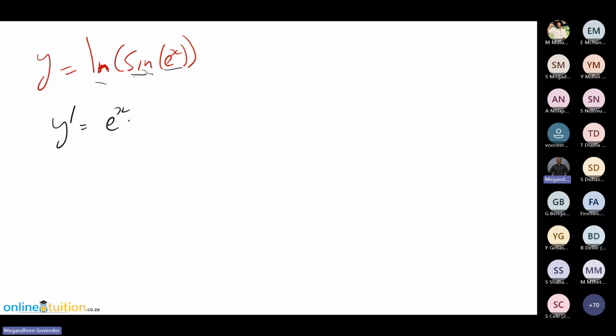Okay, but what about the sine? You missed the sine out. Oh, it'll be cos of e to the x times the derivative of e to the x, times 1 over x. Would it be 1 over x, or what is ln of something? This is the something. It'll be 1 over the something, right? Oh, yes. So it'll be sine of e to the x like that.